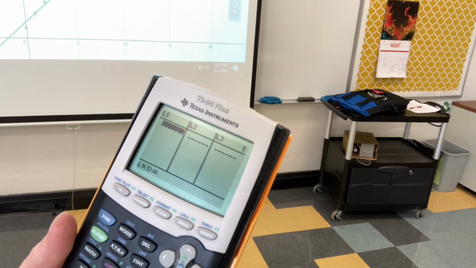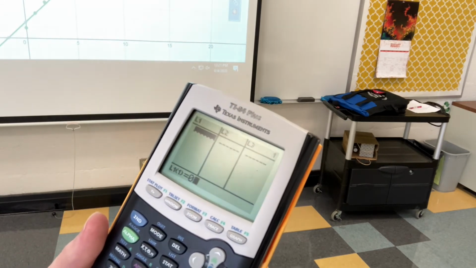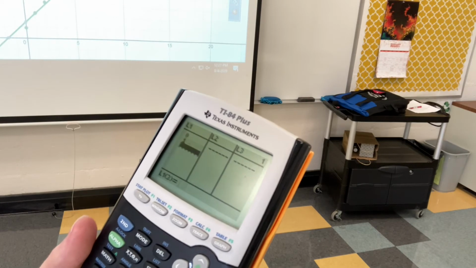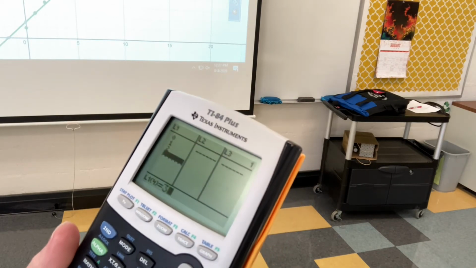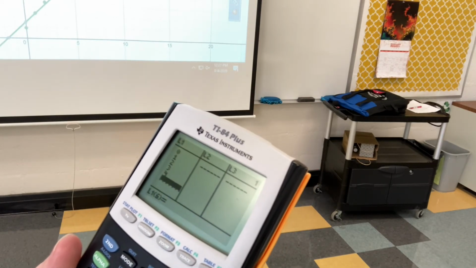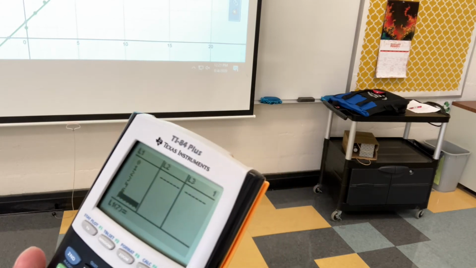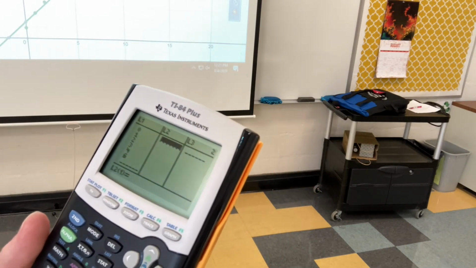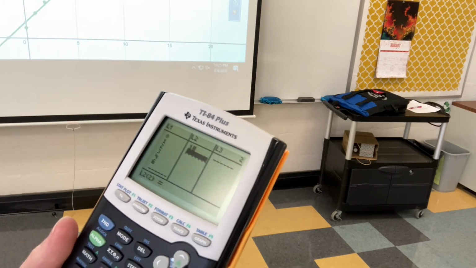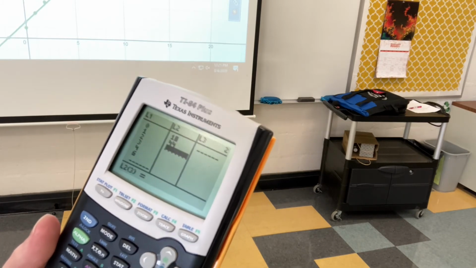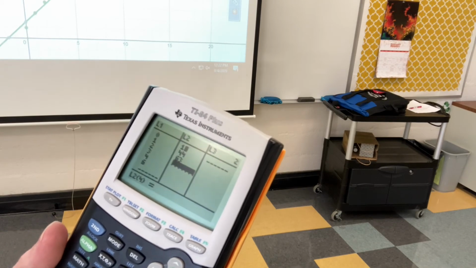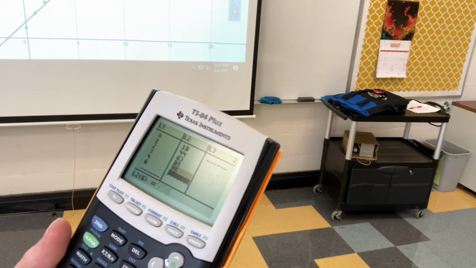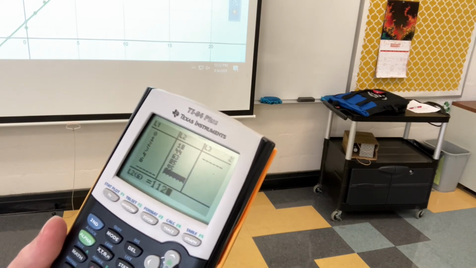So using this data, we're going to type that in: 0, 1, 2, 3, 4, and 6. This is the millions, and then over here we're going to put the millions of Amazon Prime users. So the 18, 44, 63, 85, 95, and 112.